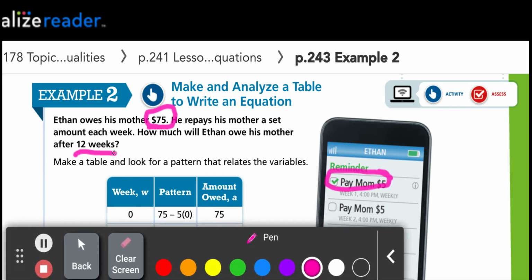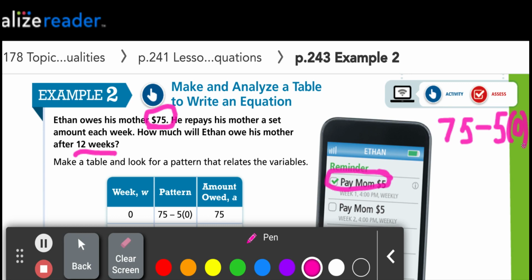So at week 0, at the starting point, they're saying that our pattern is $75, that's our starting amount, minus, he's going to be giving his mom money, $5 each week. So 5 times 0, where 0 is how many weeks have passed. So if we have $75 minus 5 times 0, he's going to owe his mom $75. Well, now let's see what's going to happen the next week.